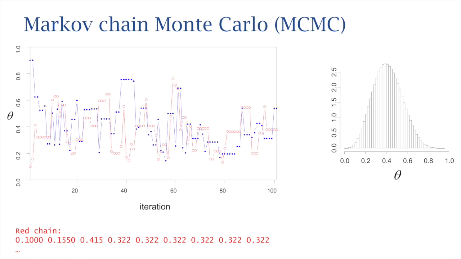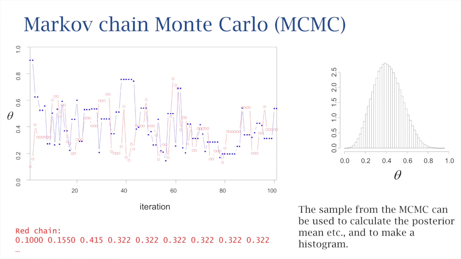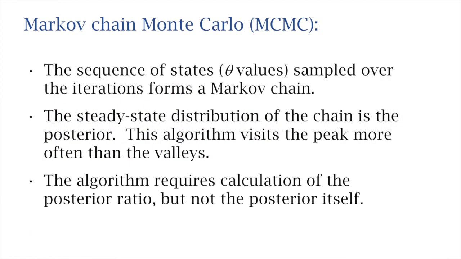So I'm going to mention a few other features of the algorithm, which I more or less already touched on. The first is that the sequence of states visited forms a Markov chain. I explained this already. Given the current value, you don't need to know the past values to decide where you go.